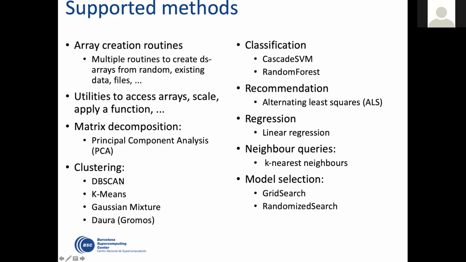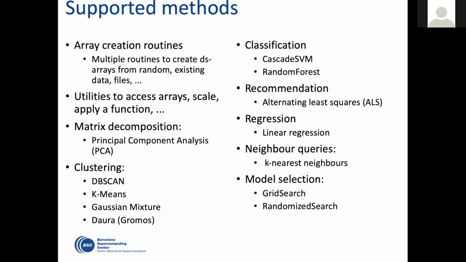dbScan is another example, and we will see in the hands-on the difference between k-means and dbScan, why in some cases dbScan is better and in others k-means is better. Gaussian mixture can be seen as a clustering, but what it does is generate a set of Gaussians, of distributions, that represent the data. And another that we recently added is Daura, a clustering algorithm that comes with a molecular dynamics package called GROMACS.